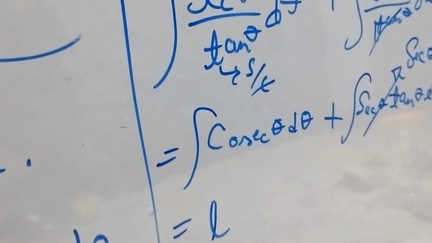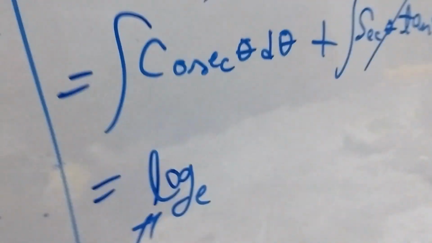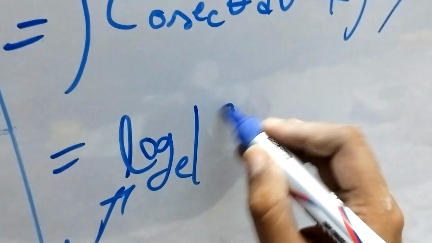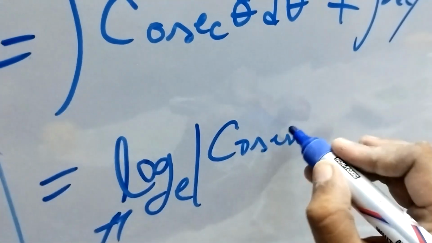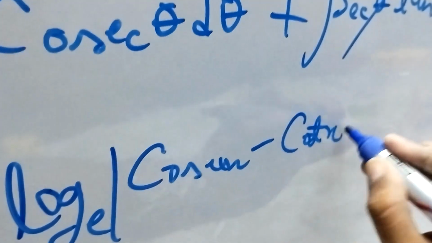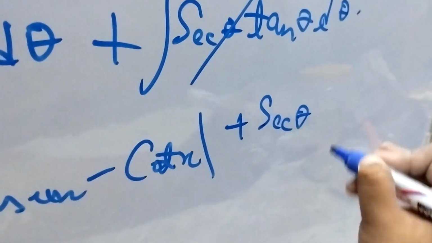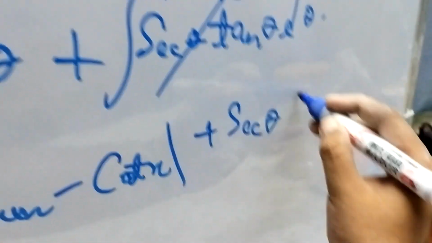It is natural log, sometimes it is written as ln, I write it like this: mod of cosec x minus cot x, plus sec theta. And as it is indefinite integration, you need to always put an integration constant.